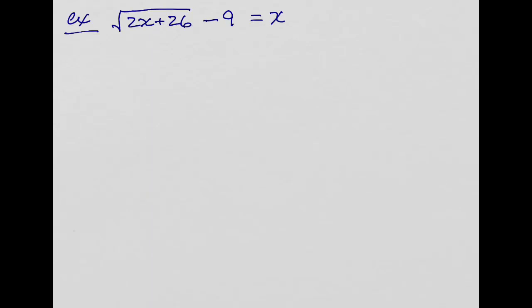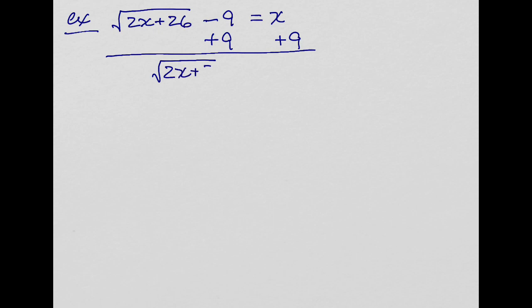I'd like to solve this equation that has a square root in it. First thing I'm going to do is isolate the square root, get it by itself on its side of the equation. In order to do that, I'm going to add this 9 to both sides of my equal sign. So now I have the square root just by itself. And on the right I have x plus 9.